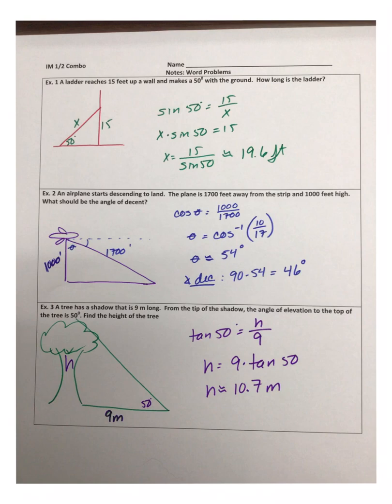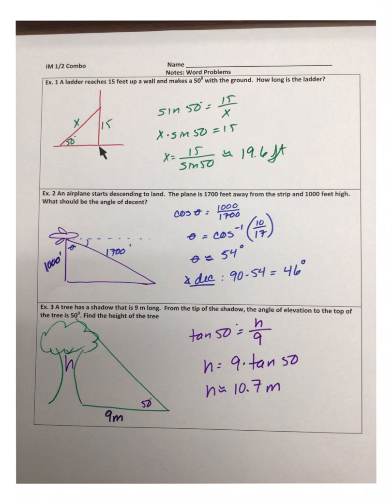Hello, my darlings. We are now going to solve some word problems using trig. So example 1: a ladder reaches 15 feet up a wall and makes a 50-degree angle with the ground. How long is the ladder?